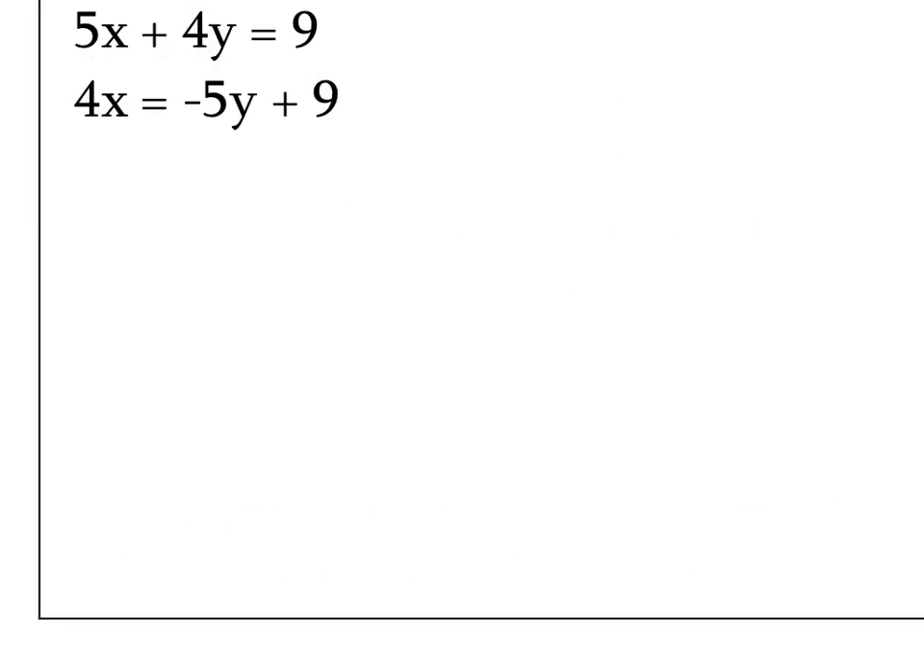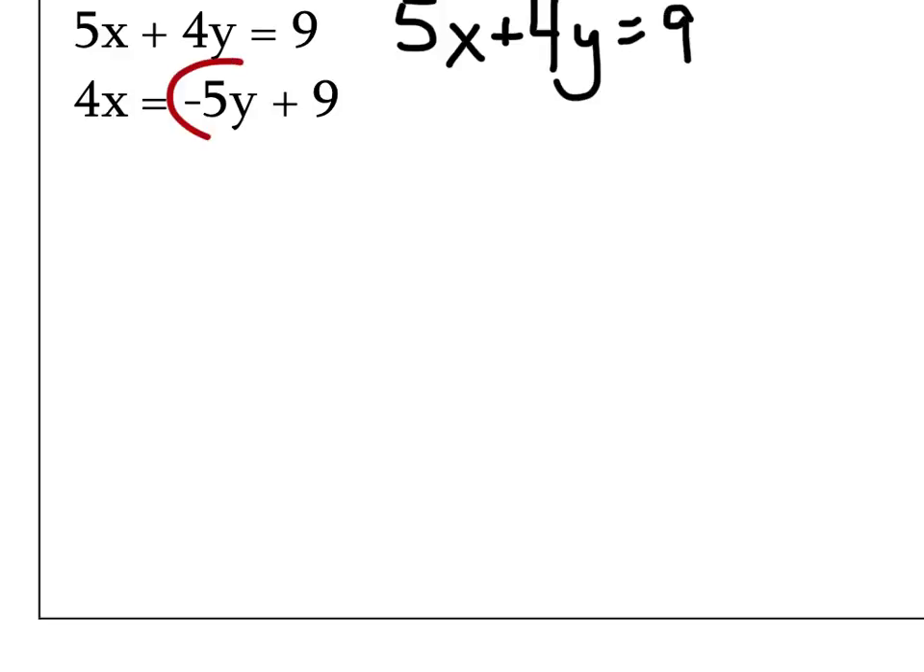Let's take a gander up in here. We got this 5x plus 4y equals 9. That's good. That's already in standard form. What we're going to do is we're going to work with this one, make it standard form. All right. So I'm going to write the top one first. Got 5x plus 4y equals 9.